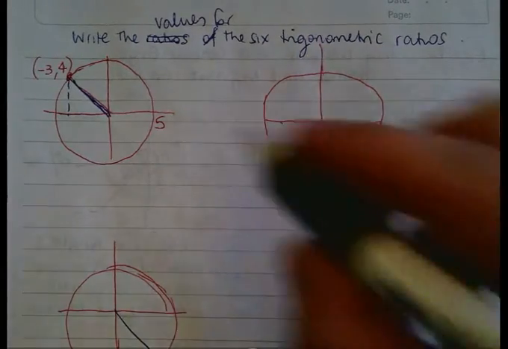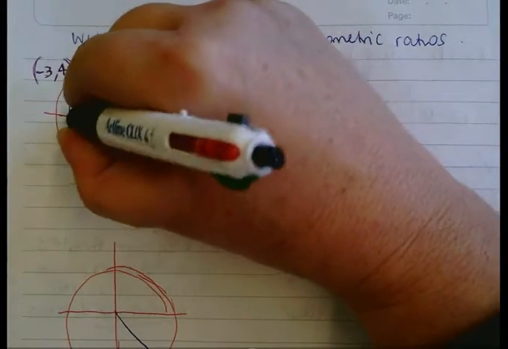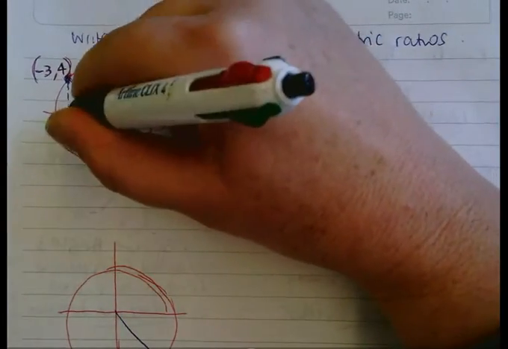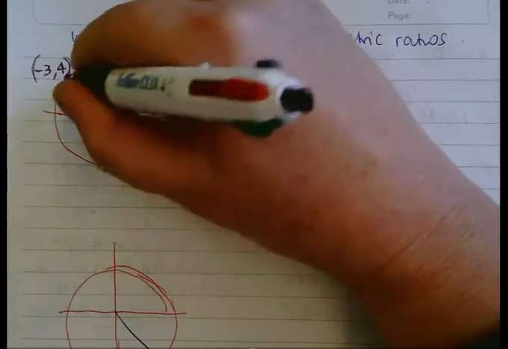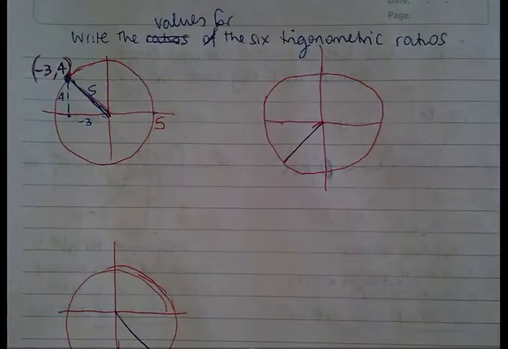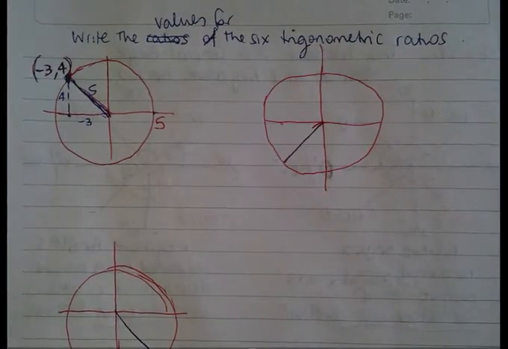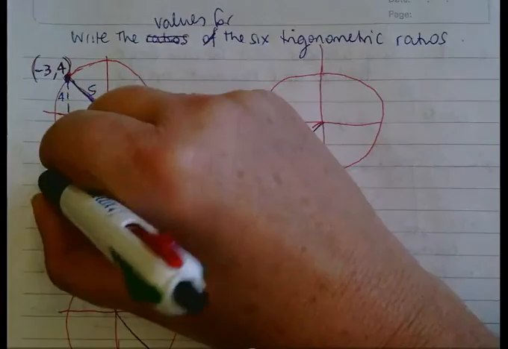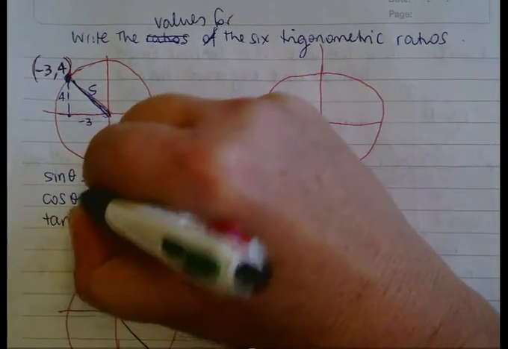Now, for example, if I have the point on my circle, negative 3, 4. So that's negative 3 across, 4 up. They've already shown you that the radius of this circle is 5. So that's negative 3, 4 up. The length of the hypotenuse is 5. Okay? So I'm in which quadrant here? I'm in quadrant 2. So I want the ratios for sine theta, cos theta, tan theta. What are the other 3?